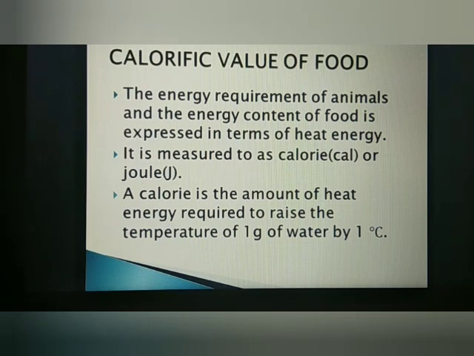A calorie is the amount of heat energy required to raise the temperature of 1 gram of water by 1 degree Celsius. That is the standard definition for a calorie. The energy content of food is measured in the form of heat energy present in the food, and it is often measured in calories. So we can define a calorie as the amount of heat energy required to raise the temperature of 1 gram of water by 1 degree Celsius. That is called a calorie.